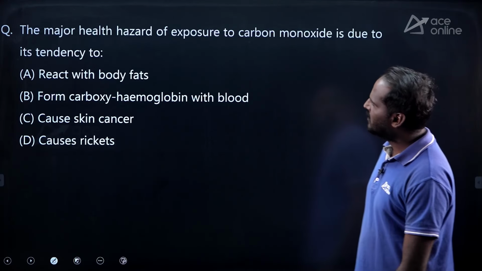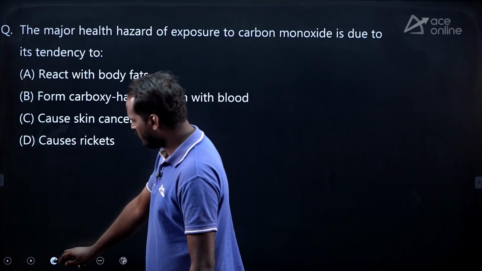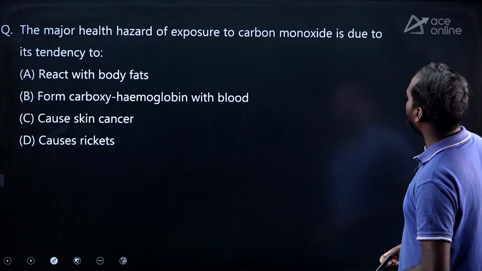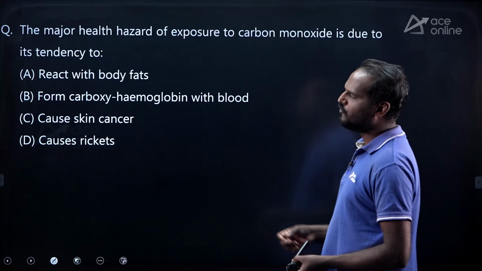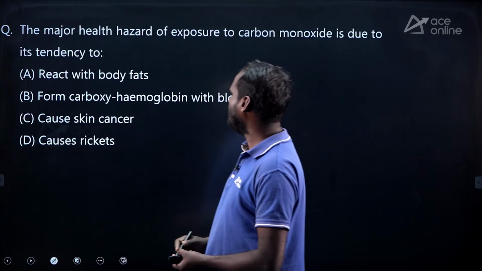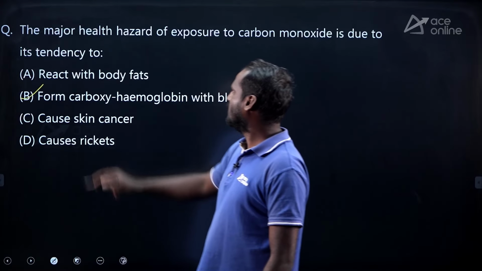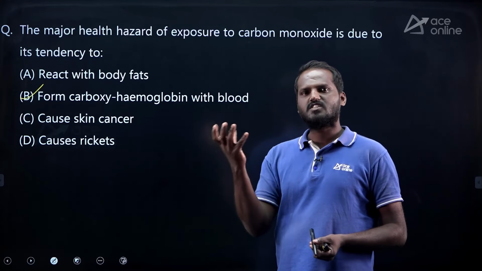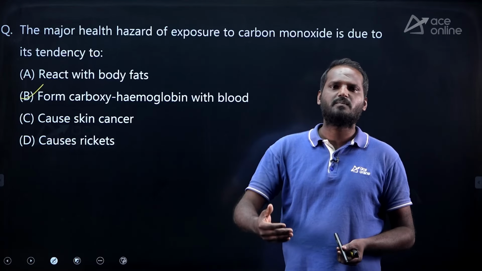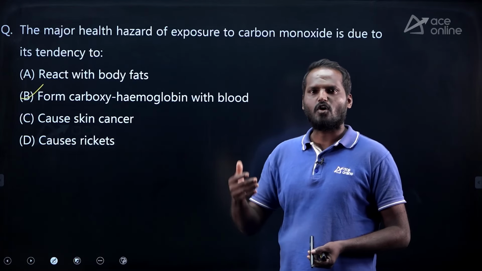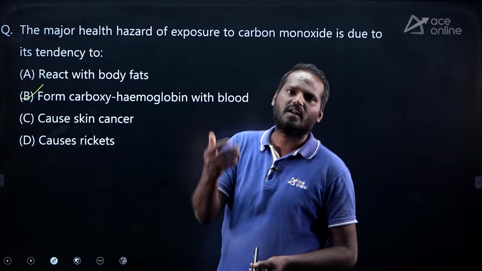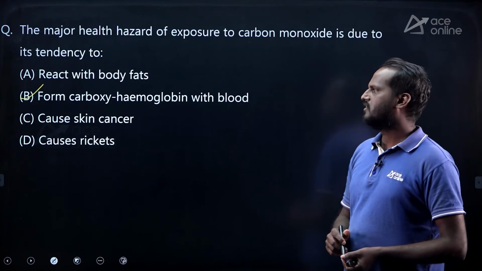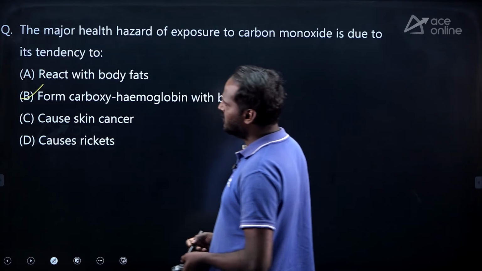Next, I think this is the last question in the environmental engineering questions. The major health hazard of exposure to CO is due to its tendency to form carboxyhemoglobin with blood. Once hemoglobin reacts with the carbon monoxide, it forms this complex. This complex prevents the passage of oxygen, right? Therefore, the oxygen carrying capacity of the blood is greatly reduced after the formation of this complex. Therefore, the correct option is option B.